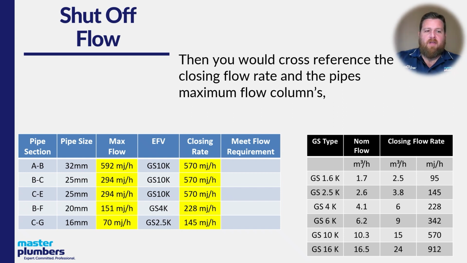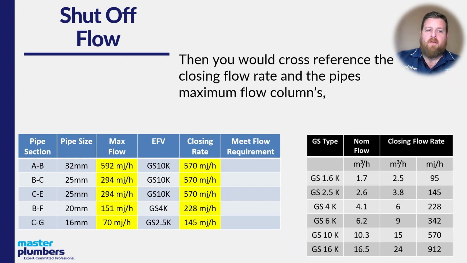So in this one, we'll go pipe section A to B. We know we've got a 32mm pipe there. That 32mm pipe on the 30 metre index run, or index length, can pass 592 megajoules of volume. It's protected by the GS10K, or 10 cubic metre an hour valve, and that valve has a closing flow rate of 570 megajoules an hour.